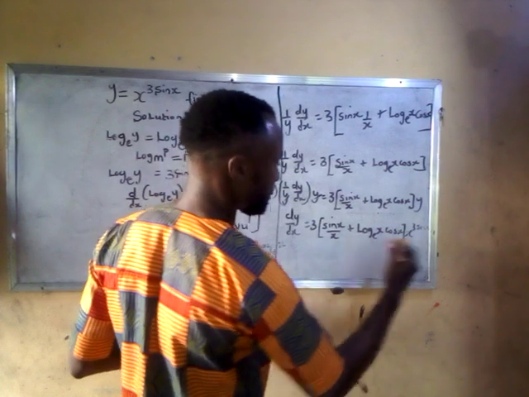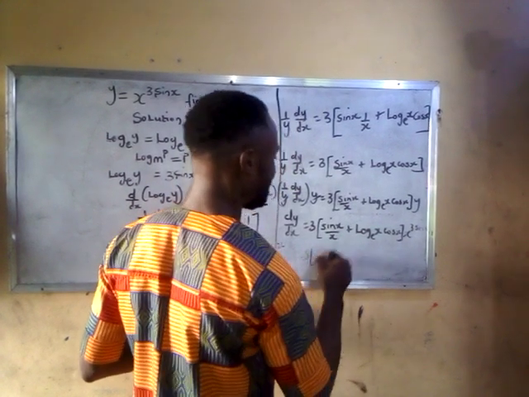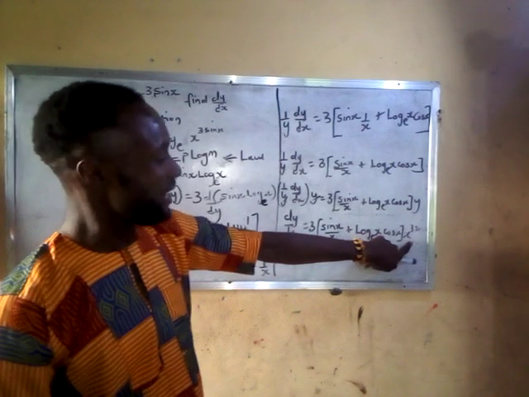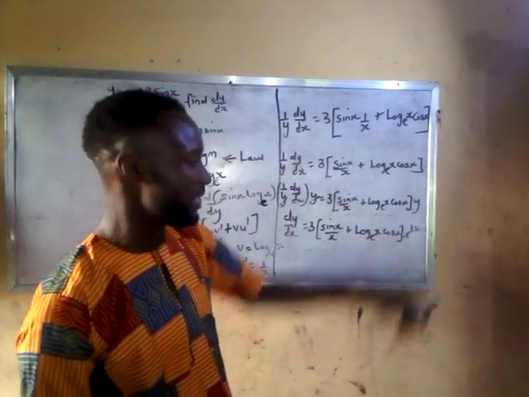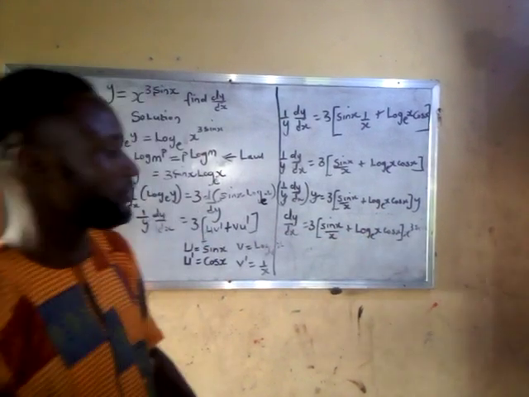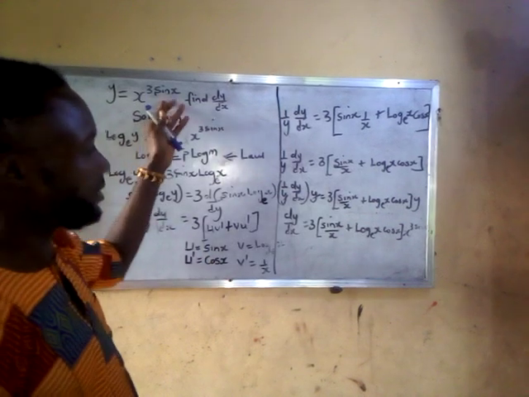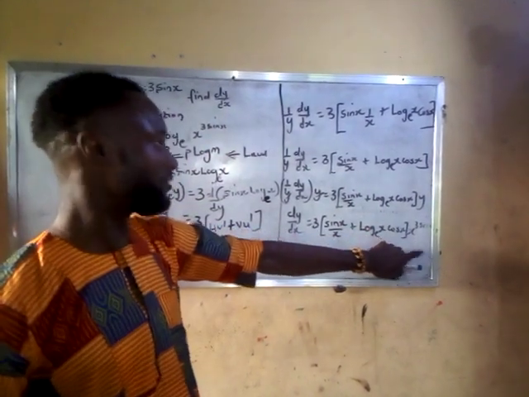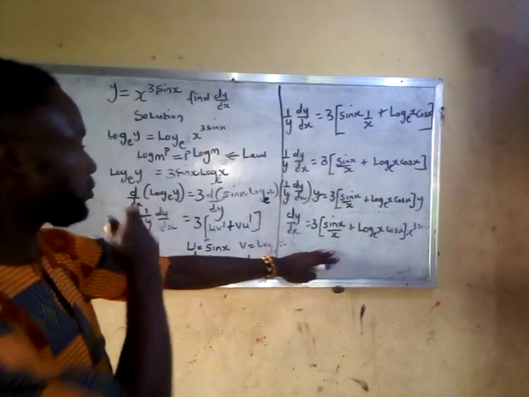Remember that the final answer is 3 sine x all over x plus ln x cos x, times x raised to the power 3 sine x. Remember what I said in our previous video, that if a question like this is given, you repeat the question again in the answer after you have finished differentiating the natural log that we introduced.